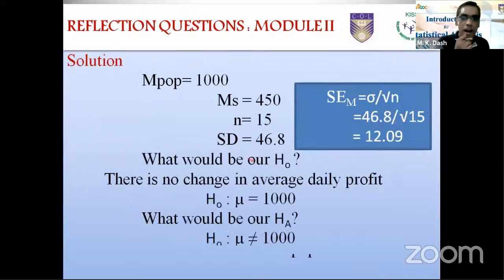See, how do we analyze it? What is the population mean? 1000. What is the sample mean? 450. N is equal to 15. Standard deviation is 46.8.